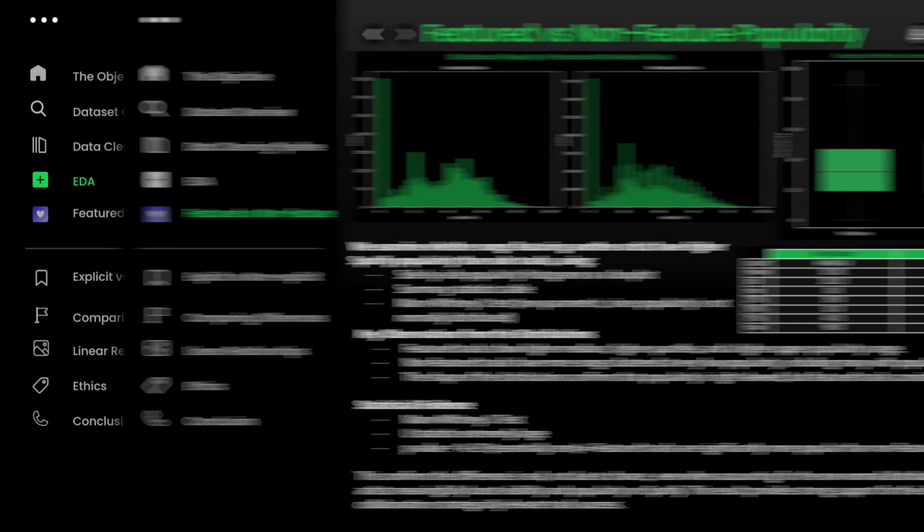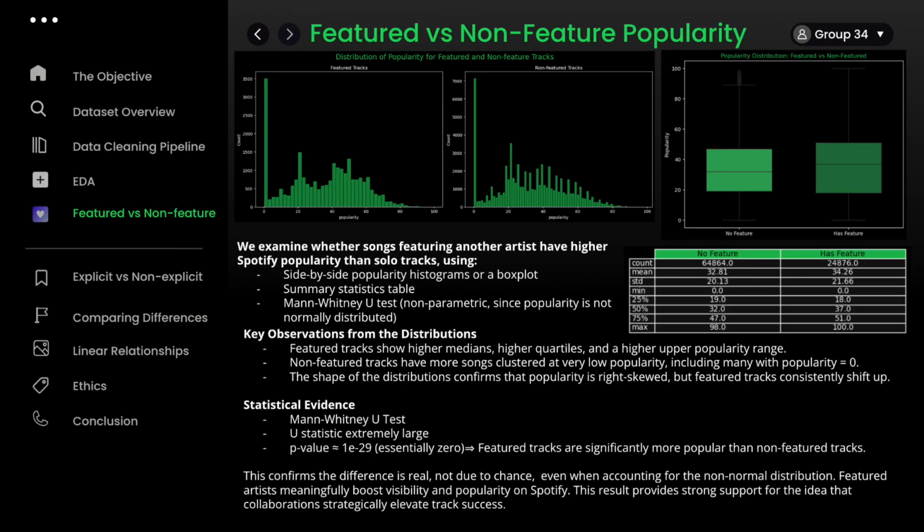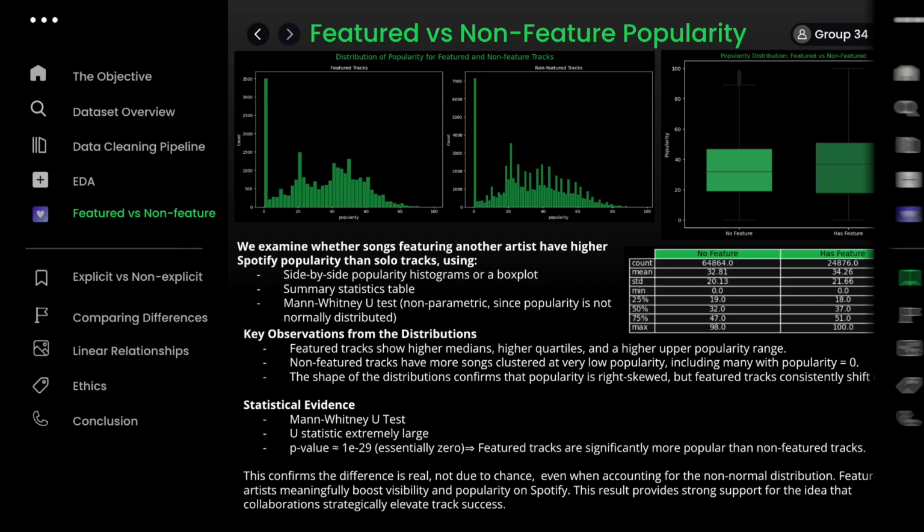We examined the featured and non-featured tracks' popularity through a histogram and a box plot, as well as doing the Mann-Whitney U test, and creating a summary statistics table that showcases that featured tracks indeed have a higher popularity rate versus non-featured tracks. This could be helpful for artists to boost visibility and gain more popularity, and it strategically shows that collaborations do elevate track success.